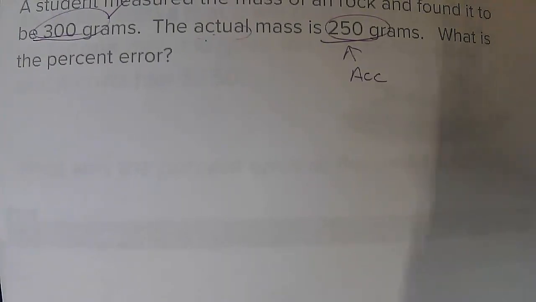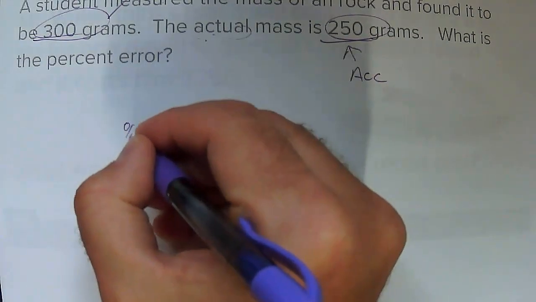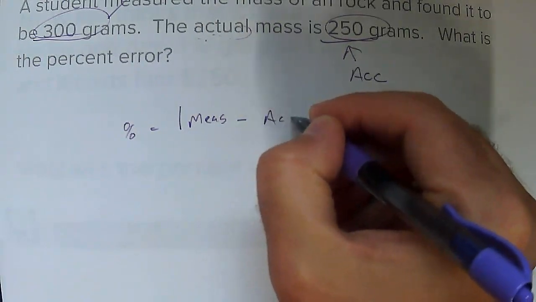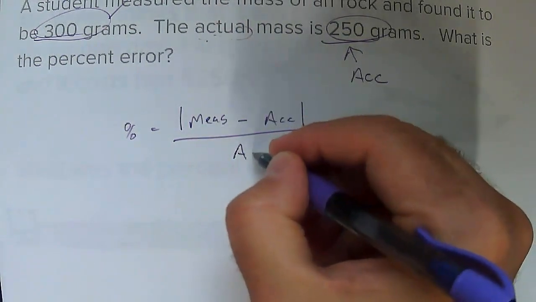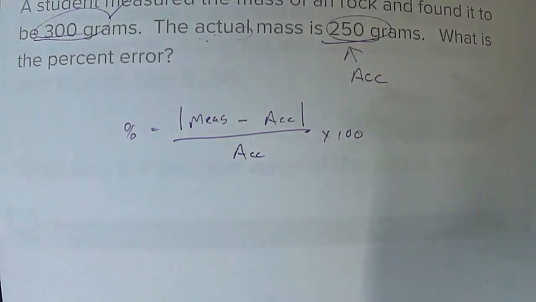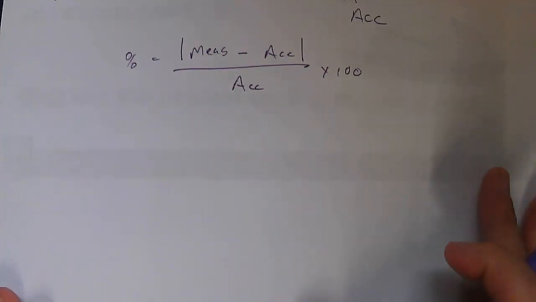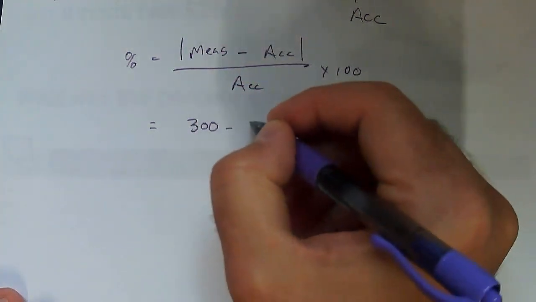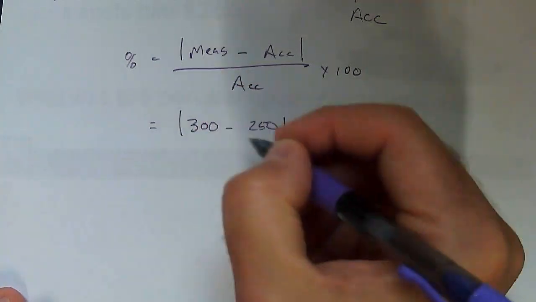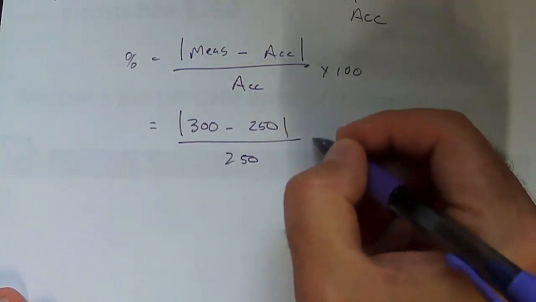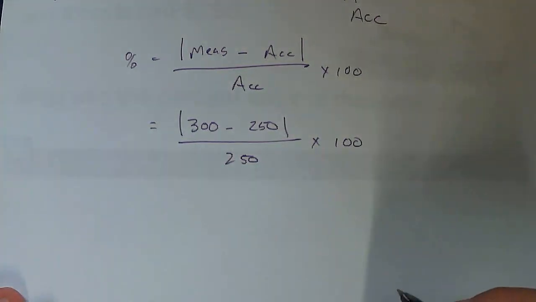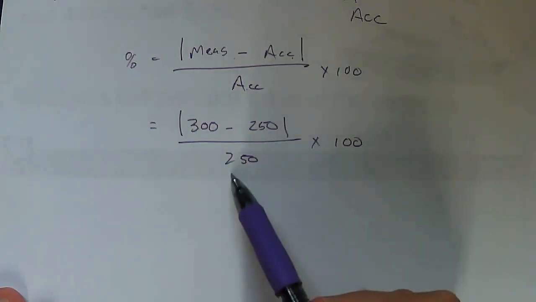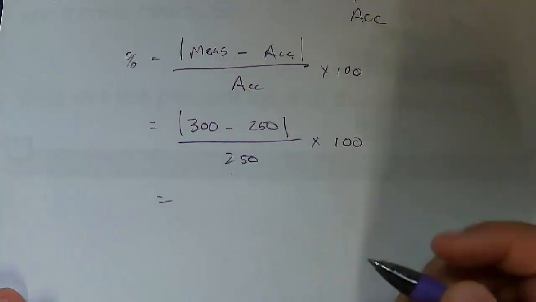Now it's time to do the math. The percent equals the absolute value of the measured minus the accepted, over the accepted, times 100. That's the formula that you're given. The measured value is 300 minus 250, and we take the absolute value of that and put it over 250 times 100. So it's the measured minus the actual, divided by the actual: measured, actual, actual.